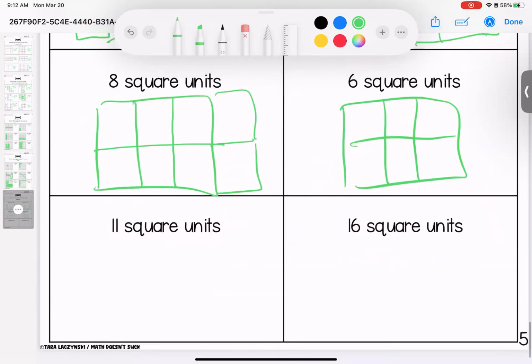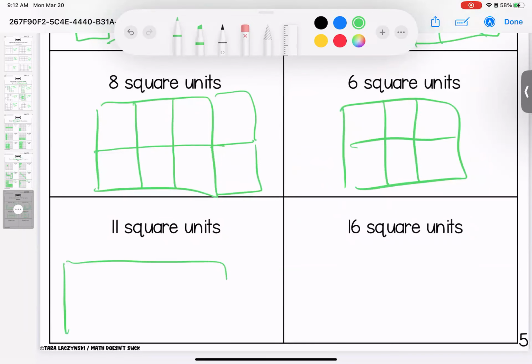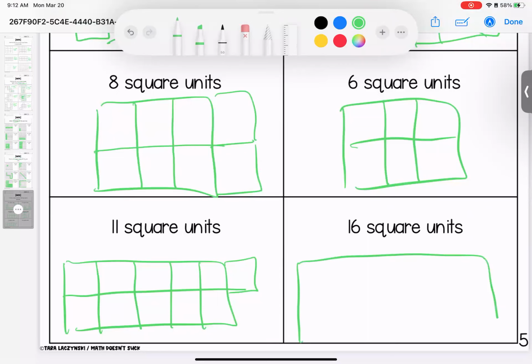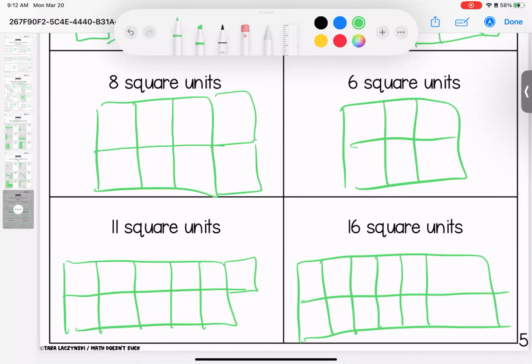1, 2, 3, 4, 5, 6. And then for 11, let's cut it in half. Do 1, 2, 3, 4, 5 plus 1 is 11. And then here I'm going to cut it in half and do 8. 1, 2, 3, 4, 5, 6, 7, and 8.